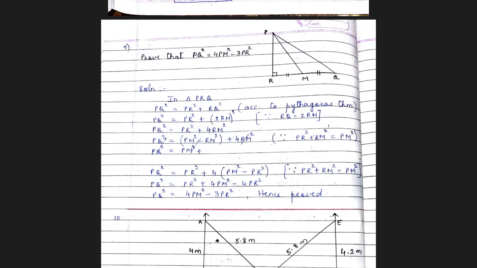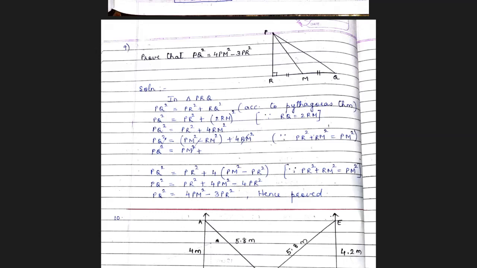Therefore, according to Pythagoras theorem, PQ square equal to PR square plus RQ square. Now RQ can be written as 2 times RM because M is a midpoint. So 2 times RM whole square because it's RQ square. Now when I open up the brackets, I get PQ square equal to PR square plus 2RM square, which can be written as 4RM square when I square it. Now PQ square is equal to PR square plus 4 into, instead of RM square, I'll write it as PM square minus PR square. Why?